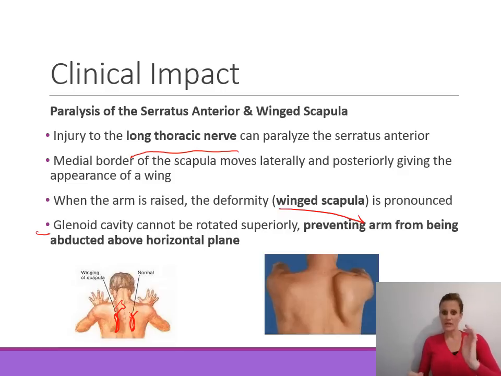The glenoid cavity can't be rotated superiorly. So if it can't be rotated superiorly, that prevents the humerus from being completely abducted. So remember, abduction is moving the arm away from the midline, right? So like raising the arm up. The arm can only be raised to the horizontal plane because of the lack of rotation of that glenoid cavity. But again, here you see on this side, this is the affected side or the side with the winged scapula.